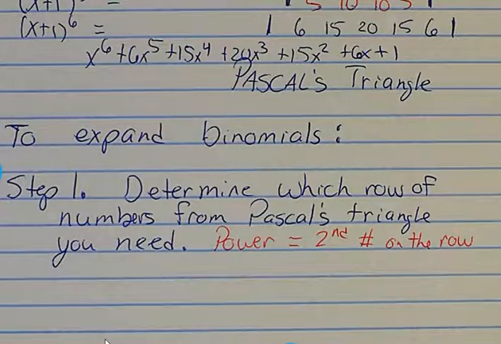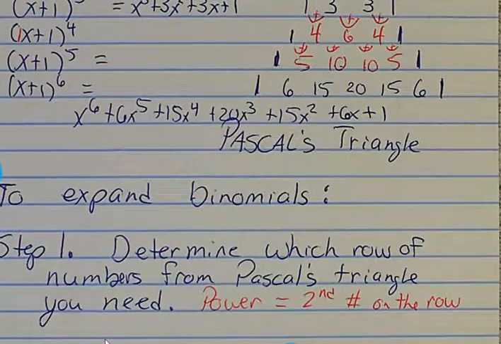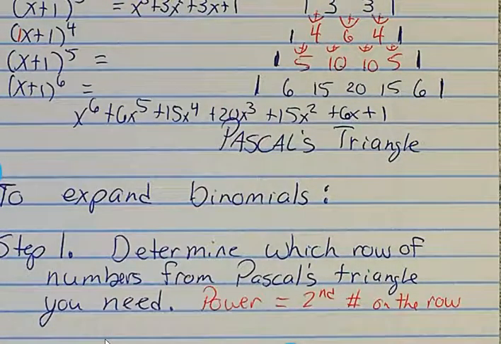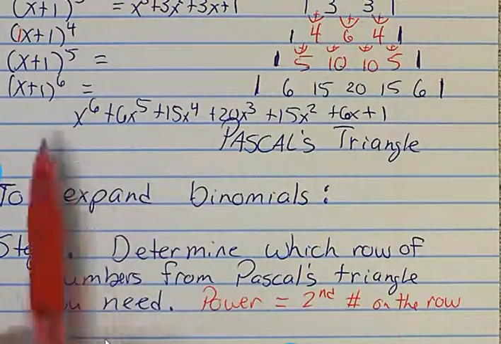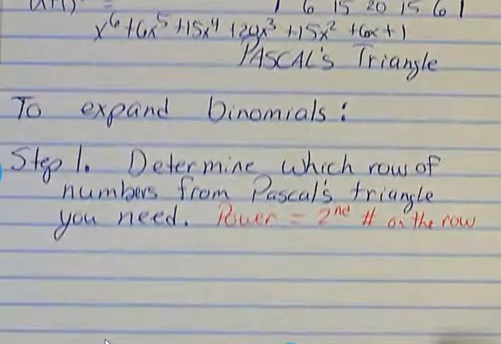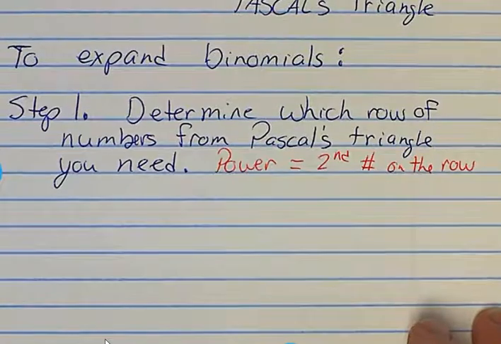And the reason we use the second number is that the first number here is always 1. So that part's never going to change, so we're going to have to do something with the second number. We'll show you some problems in a second where we tie that back in. So first thing is we're just going to take out one of the rows from Pascal's triangle.